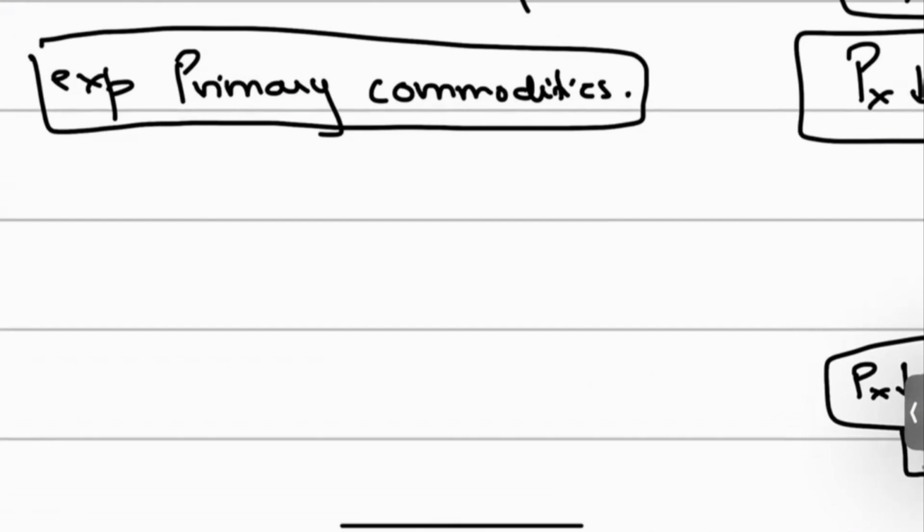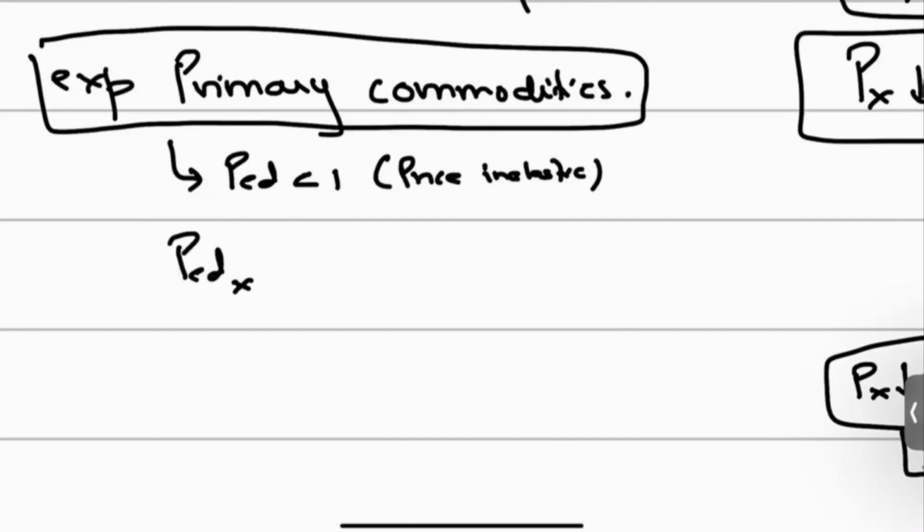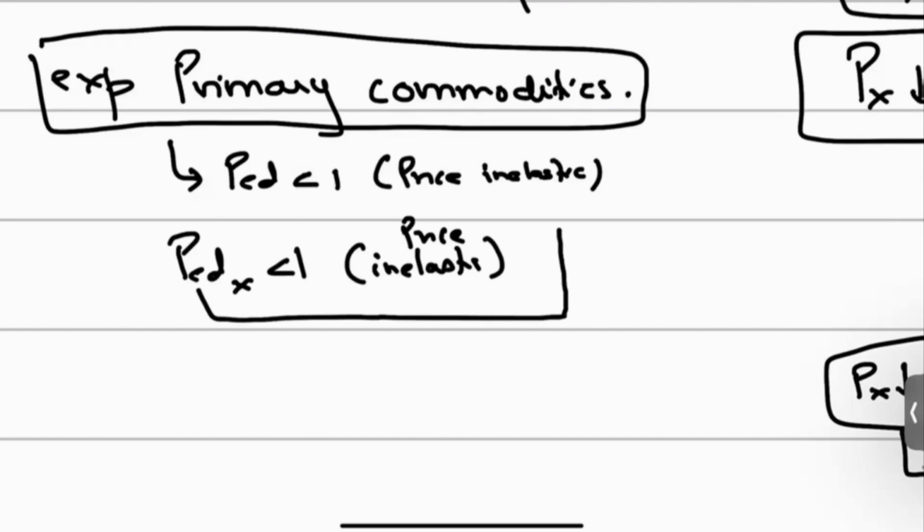And what happens is that we know that demand for primary commodities, that is the PED for primary commodities, is less than 1. तो प्राइमरी कमोडिटीज की जो डिमांड है वो प्राइस इनइलास्टिक है. हमें पता है कि प्राइमरी कमोडिटीज प्राइस इनइलास्टिक होती हैं, चाहे वो डोमेस्टिकली सेल हो रही हों या एक्सपोर्ट हो रही हों. For the domestic economy, the demand is inelastic. For the rest of the world, it is inelastic as well. Which means that if you're exporting primary commodities, the PED for exports would be less than 1. It would be price inelastic.